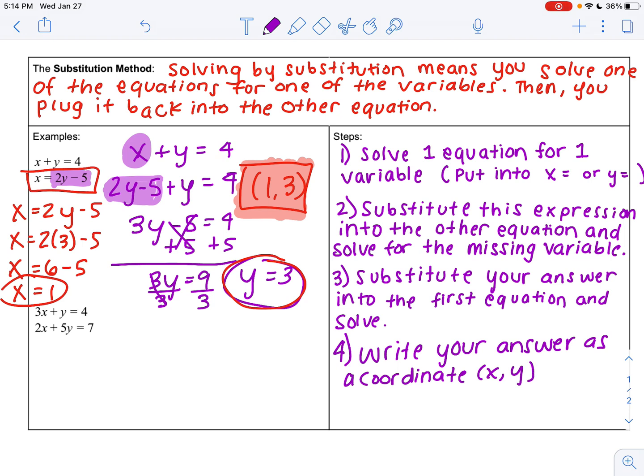Okay, now for the second example, do you see how step 1 says solve one equation for one variable? So we're either going to put it in what x equals or y equals. Now, I don't have an x equals or y equals for my bottom equation. I have 3x plus y equals 4 and 2x plus 5y equals 7. I don't have either one in x or y equals. Now, which one is easiest to get alone? I would say the top equation. Notice how the y is already by itself, right? So I'm going to say, okay, 3x plus y equals 4. If I want to get y alone, the only step I need to take is subtracting 3x.